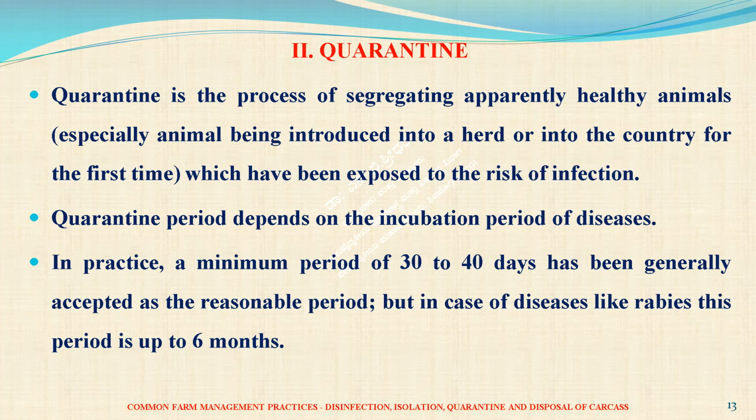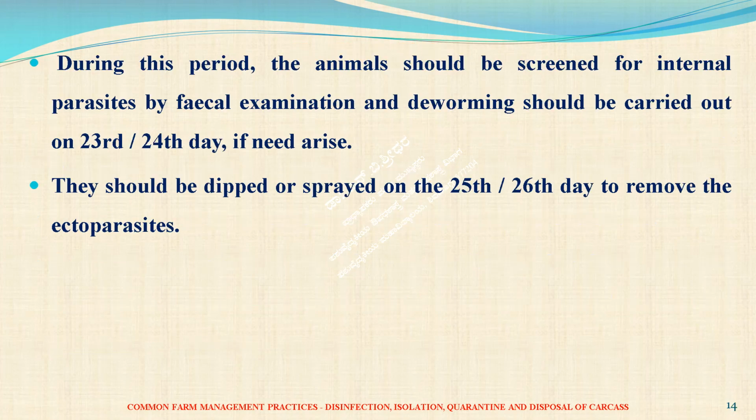Hence the people know this term very well. Then the quarantine period depends upon the incubation period of that particular disease. So in practice, a minimum period of 30 to 40 days has been generally accepted as a reasonable period, but in the case of diseases like rabies, a period of up to 6 months of quarantine is required.